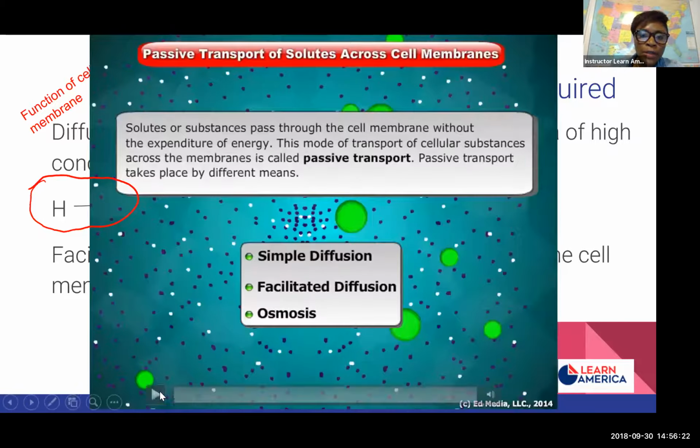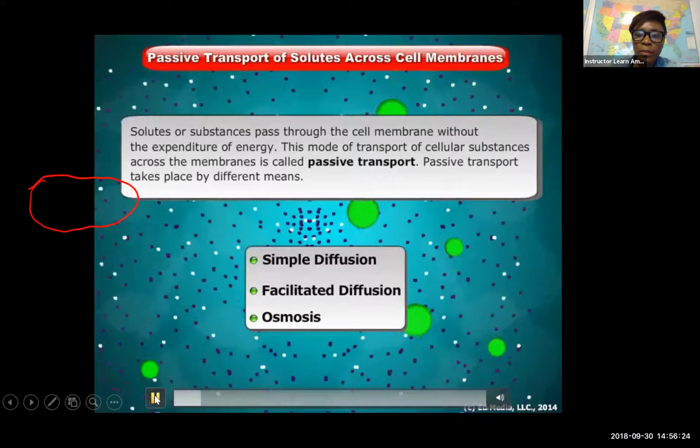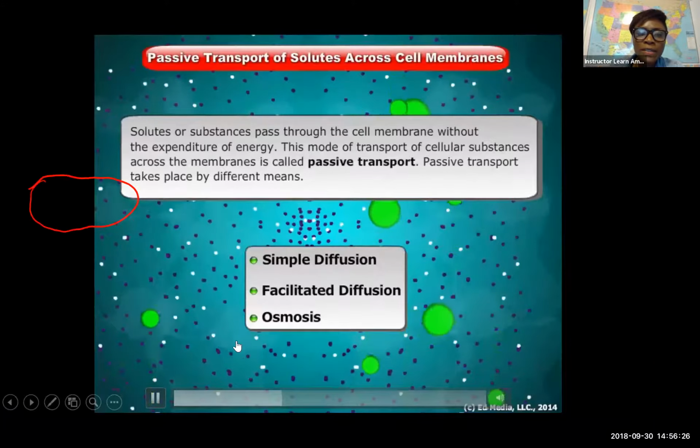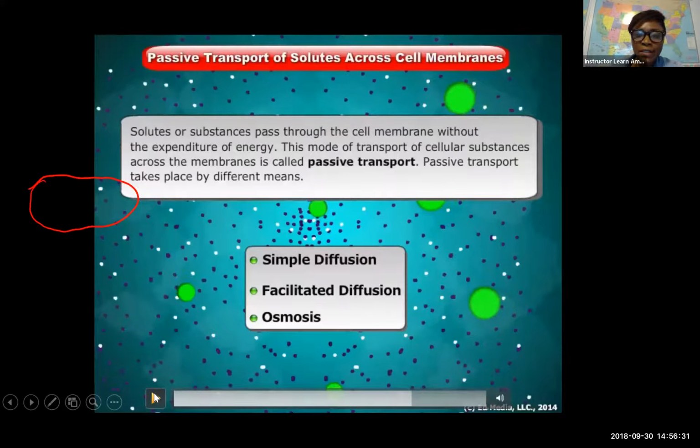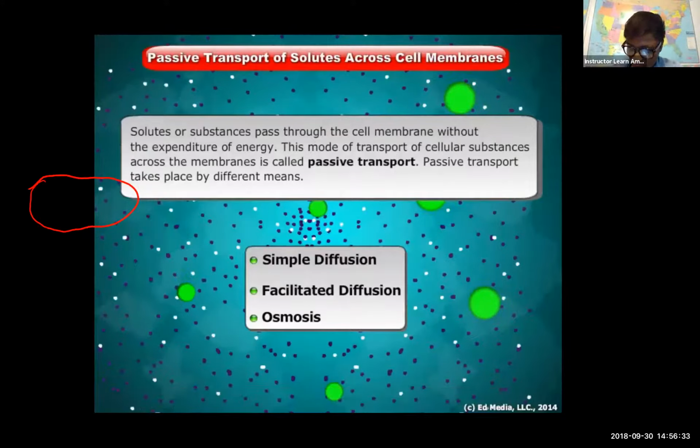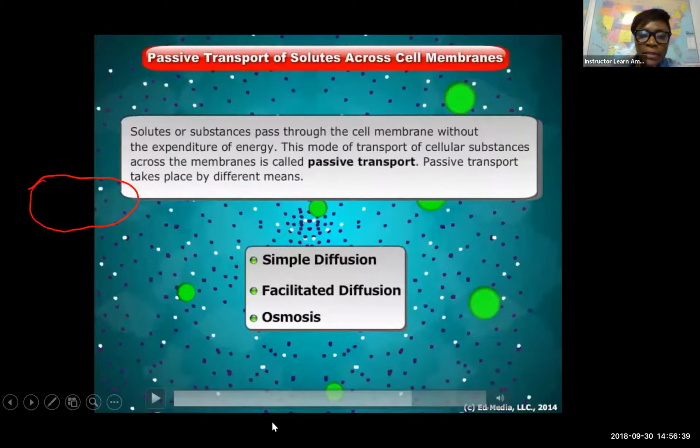All right, let's check out this video. So we see that there are simple, let me pause this for a second. There's simple diffusion and there is facilitated diffusion. All right, and so we could see that in the simple, that's going from high to low. In facilitated, you need a protein to help the molecules get across.